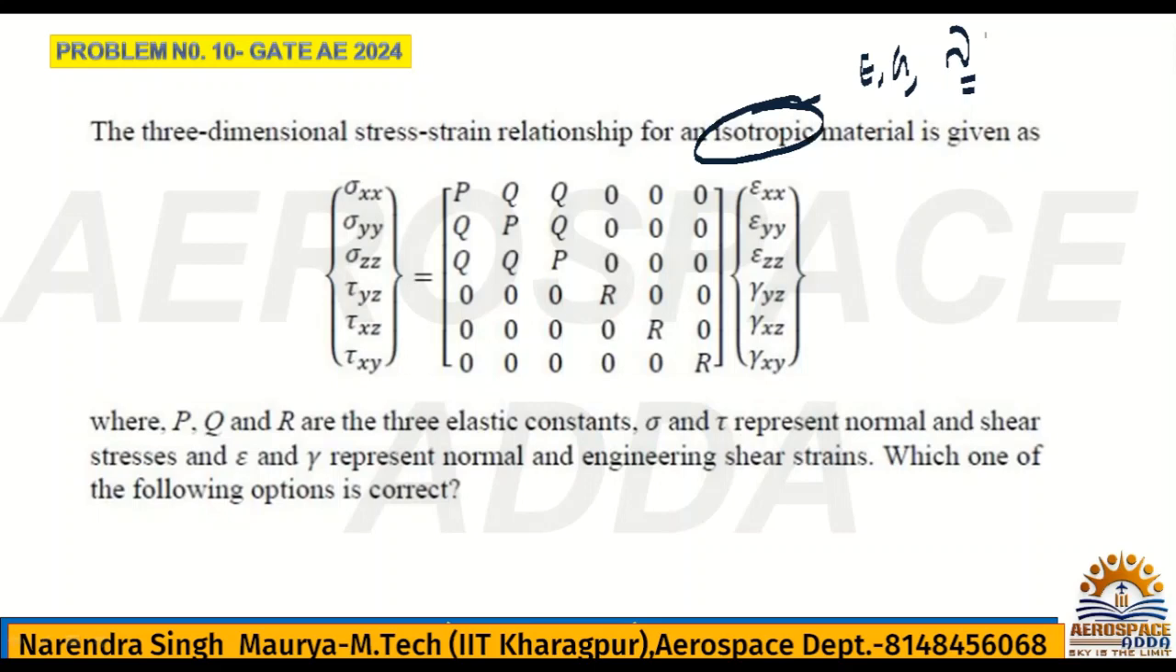So if you write the matrix PQR in terms of mu and E and G, then again you will get it. Here they have mentioned three elastic constants P, Q and R, sigma and tau represent normal and shear stresses, epsilon and gamma represent normal and engineering shear strain. Which one of the following options is correct? Okay, let us see.